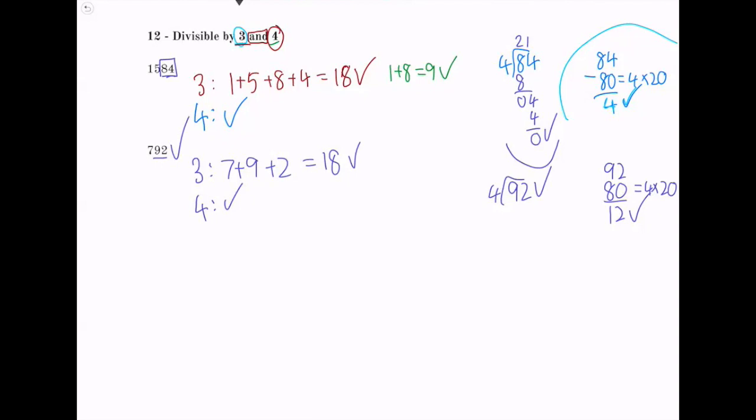Any questions on any of these 2 problems, or this trick, or any of the other tricks before this as well? Nope.